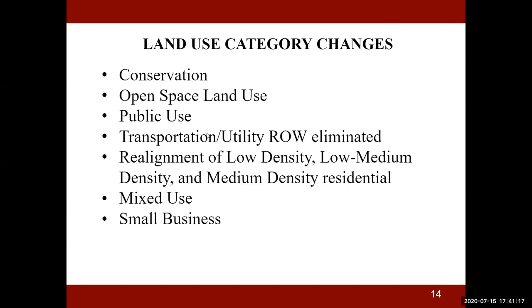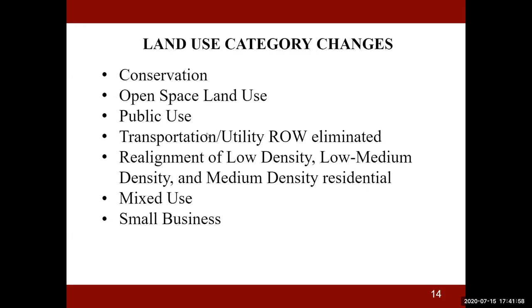Publicly owned properties are now in a public use category. This replaces the government and institutional category from the 2009 GDP. What we had found in looking at the 2009 land use was that there were a lot of inconsistencies in how some of those areas were designated in the 2009 plan. And some of the private institutions that had been designated governmental or institutional in the 2009 plan have since changed use. So putting only public properties in the public use category will hopefully better reflect a longer term reality.